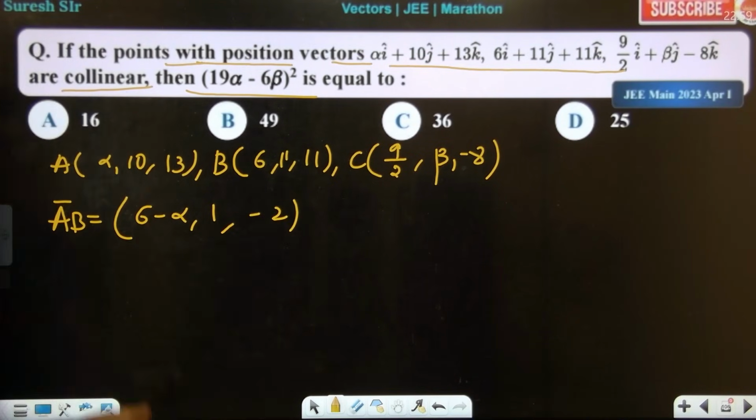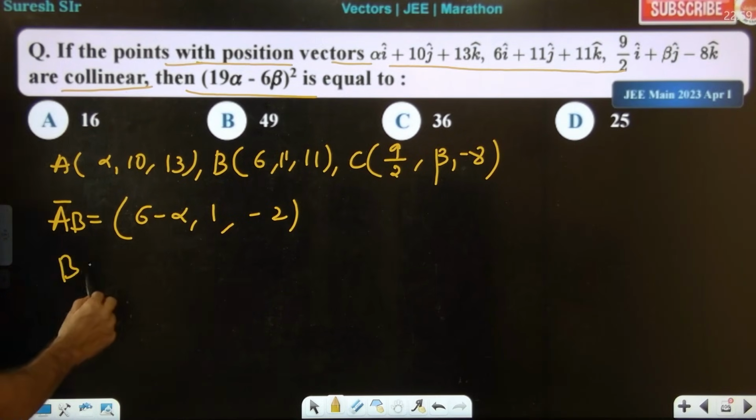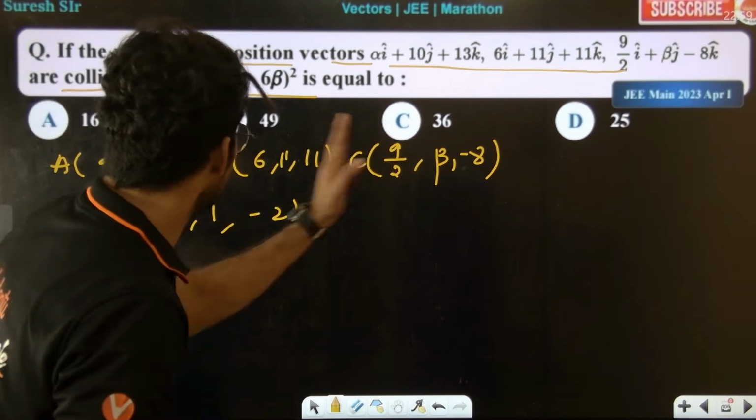11 minus 13 is minus 2. So AB I got. AB means what? Position of B minus position of A. What is BC going to be? BC means what? C minus B, sir.